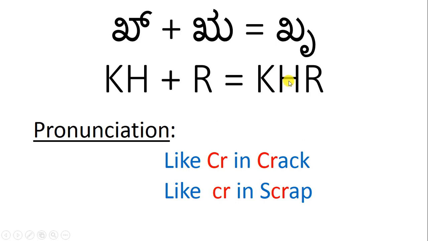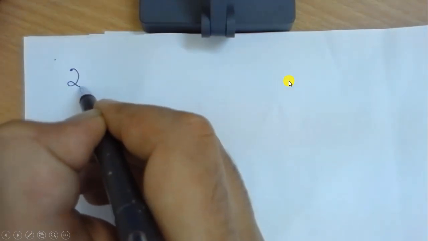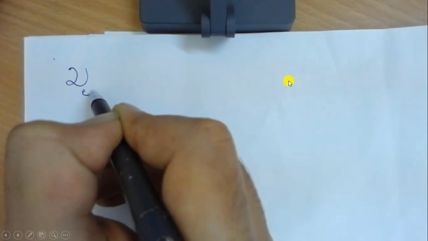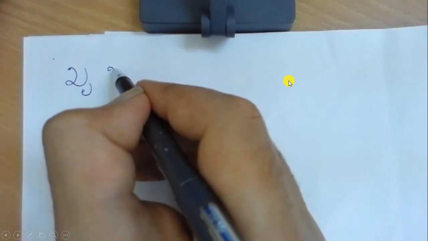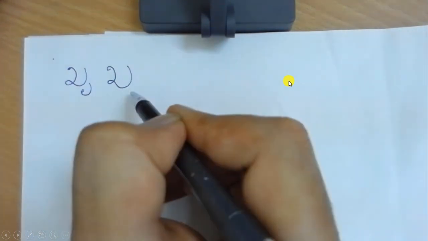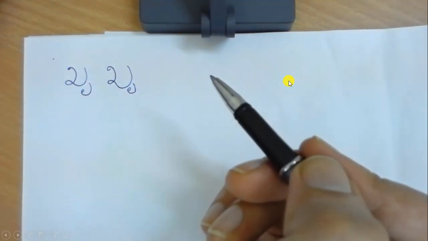Yeah, now let us see how to write it. We write kr like this, okay. Once again, yeah, that is how you write it, okay.